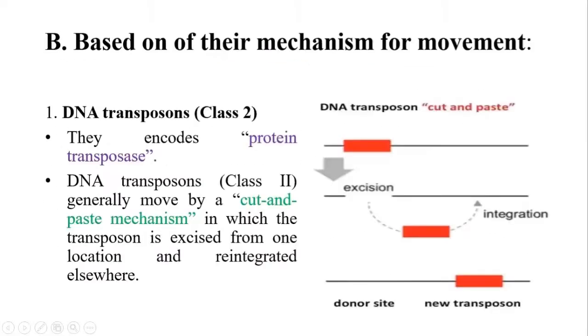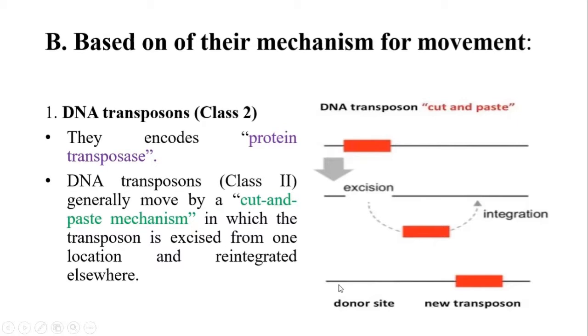Next criterion is based on their mechanism for movement. On this basis, the transposable elements are classified into two categories: DNA transposons and retrotransposons. First, we'll discuss DNA transposons. DNA transposons are those which encode the protein transposase, and they simply move from one location to another by excising themselves and inserting into another location. This mechanism is known as the cut and paste mechanism.